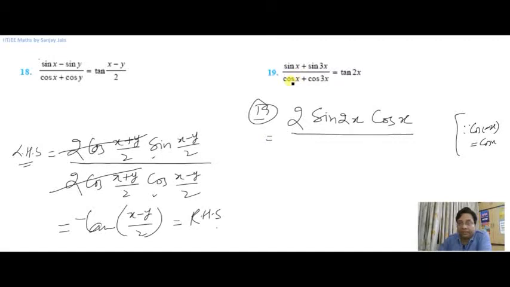And in the denominator we have cos x plus cos 3x, so which will give me 2 cos x plus 3x by 2, that is 2x, cos C minus D by 2, that is again it will be x. So cos x can be cancelled, 2 can be cancelled, sin 2x by cos 2x will be tan 2x, which is my right hand side.